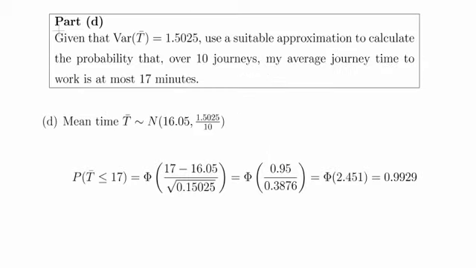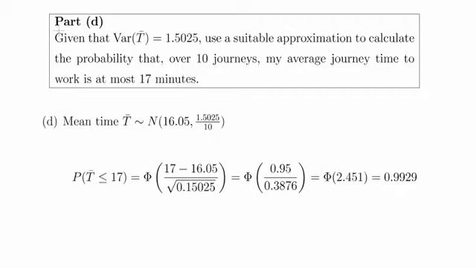Okay, this is the last part here. So we expect our journey time to be 16.05 minutes, and we don't know how many red lights we're going to run into. Okay, so the variance of that random variable, the unconditional, when we don't know how many red lights we're going to bump into, is 1.5025. So given that that is the variance, use a suitable approximation to calculate the probability that over 10 journeys, my average journey time to work is at most 17 minutes.